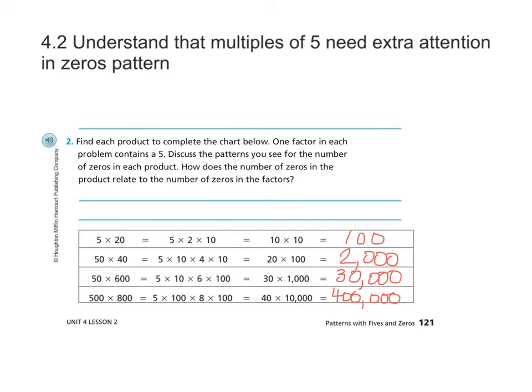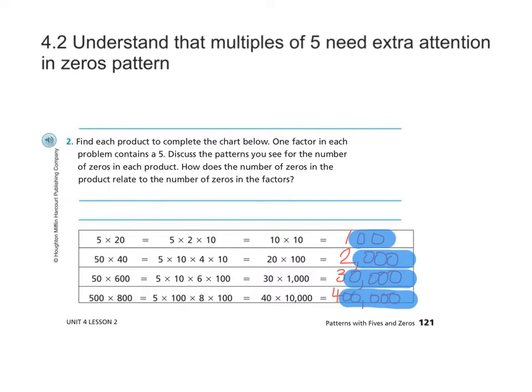Now we're going to discuss the patterns you see, the zeros in each product. So here we see that there are 2 zeros. Here we see there are 3 zeros. Here we see there are 4 zeros, and in this product we see that there are 5 zeros.